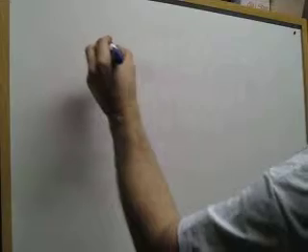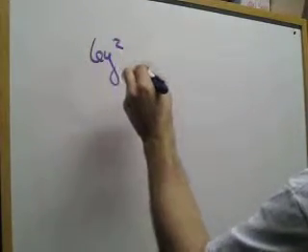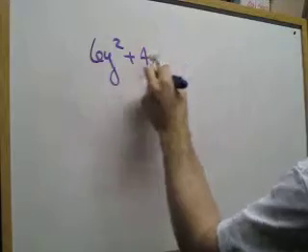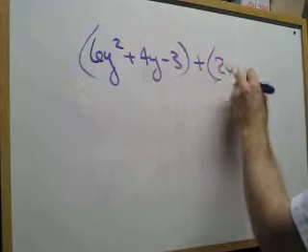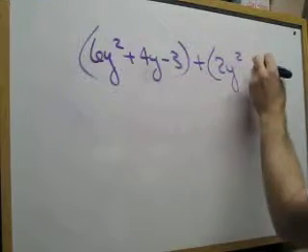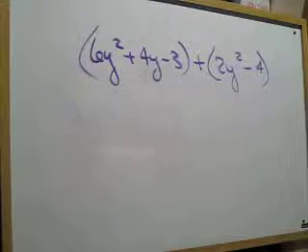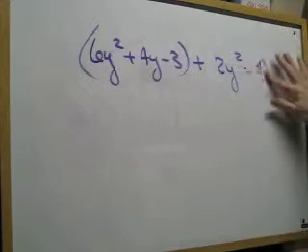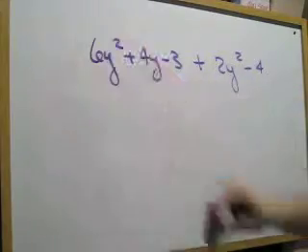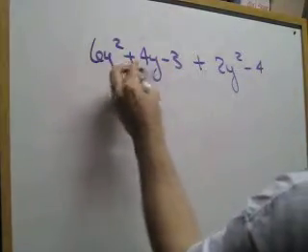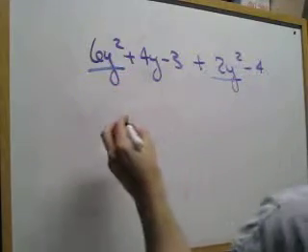Alright, another example that they give us in this lesson is Example 2: 6y squared plus 4y minus 3, and we are adding 2y squared minus 4. Alright, so again, we can get rid of the parentheses, and everything melds together there. So we've got a 6y squared and a 2y squared. We can add those together.